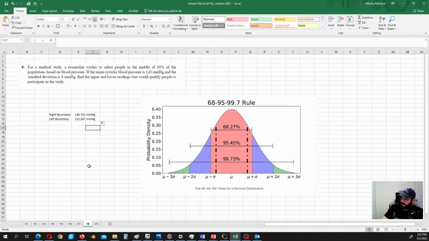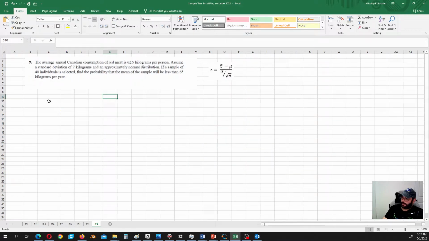Okay, now let's switch to the last problem. And here we have the average annual Canadian consumption of red meat, and it is 62.9 kilograms per person. Assume a standard deviation of 7 kilograms and approximately normal distribution. If a sample of 40 individuals is selected, find the probability that the mean of the sample will be less than 65 kilograms per year.